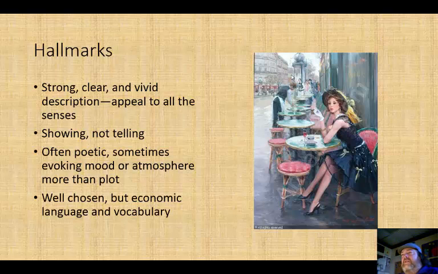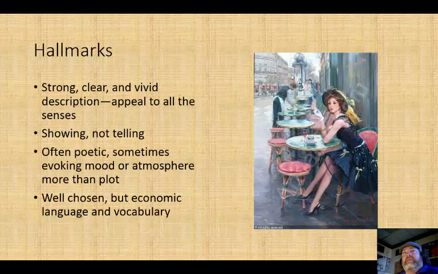As with most good writing, you want to do a lot of showing, not telling. We don't want to tell people feelings, or tell people what actions mean. We don't need to do that for a reader. We need to just show them what's there and let the reader come to the conclusions.